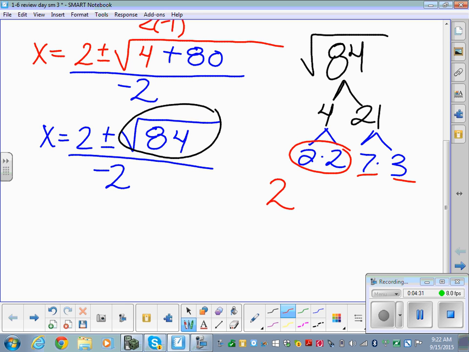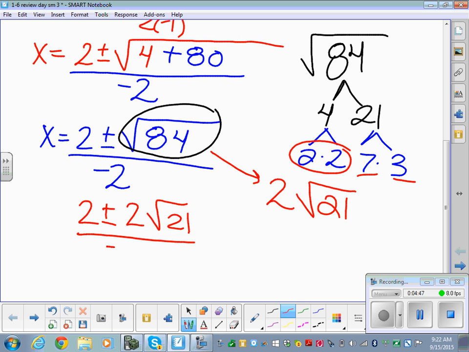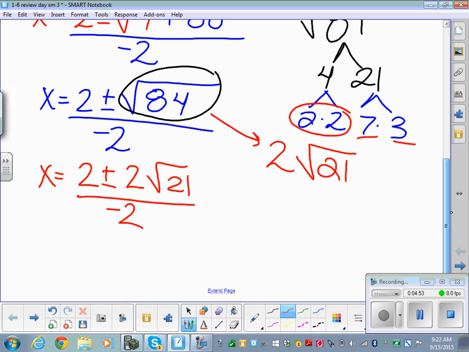Can 7 and 3 leave the house? So we still have a house, and then we have 7 times 3 left underneath, which is 21. So hopefully you understand, guys, this became that. So I'm going to rewrite it. 2 plus or minus 2 square roots of 21 all over negative 2. Questions? Ask them if you do.